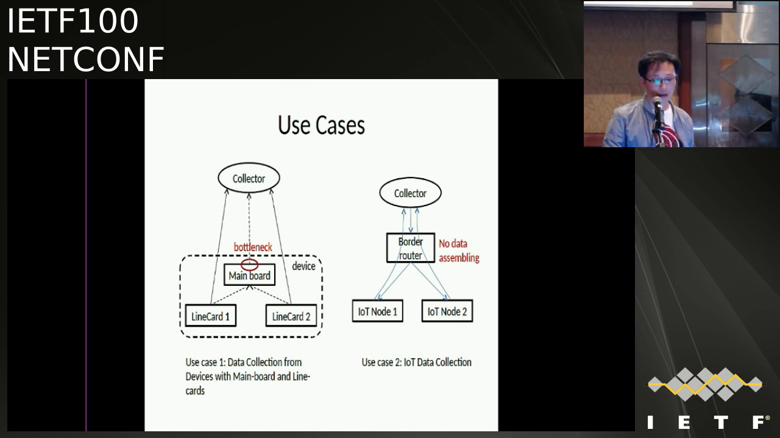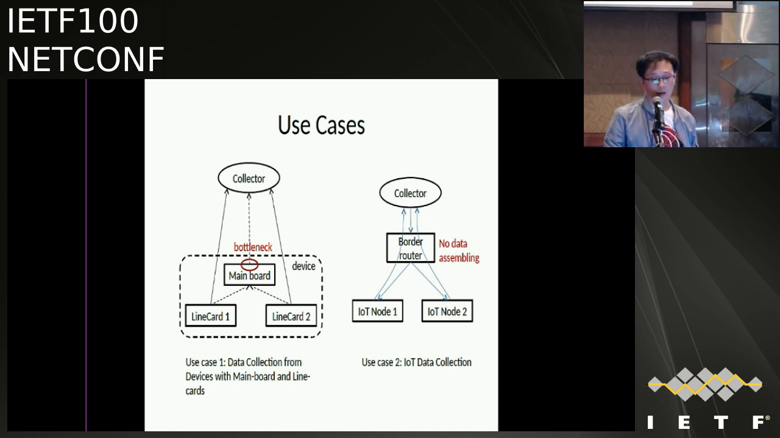And the second use case is IoT data collection, like the COOP. I think for the mechanism for COOP, they have mentioned the pub-sub mechanism. Here, every IoT node will send the data to the border router, then assemble the data, then send to the collector.